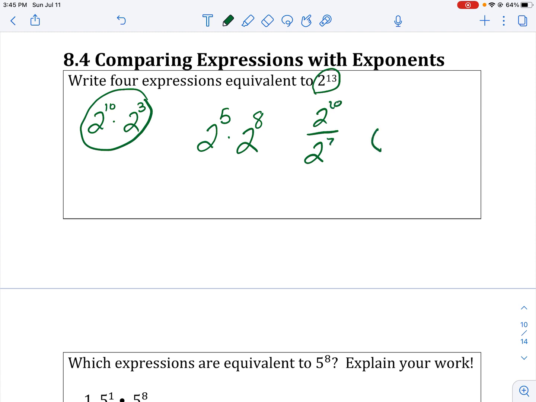Now, power to a power is a little bit difficult here because there's only one way to multiply to get 13, and that's 13 and 1. So we can just put 2 in parentheses to the 13th power because we know that that's 2 to the first power, and we will distribute the exponents to multiply exponents by exponents.